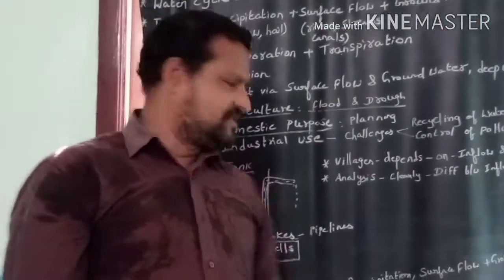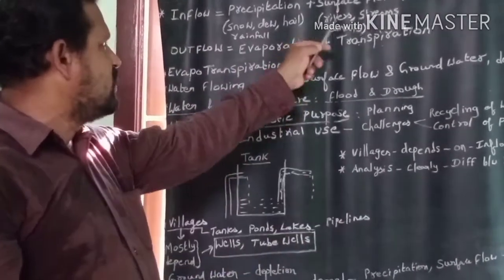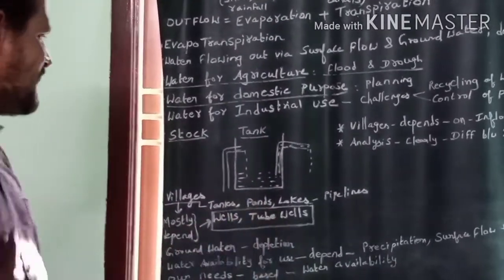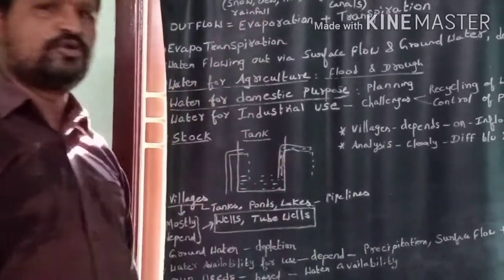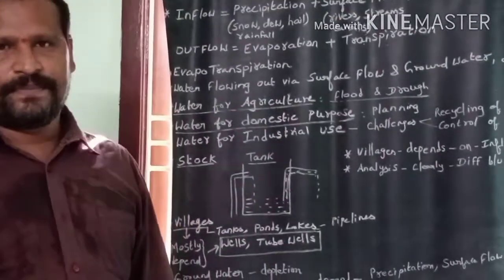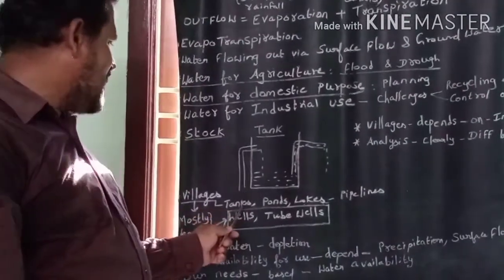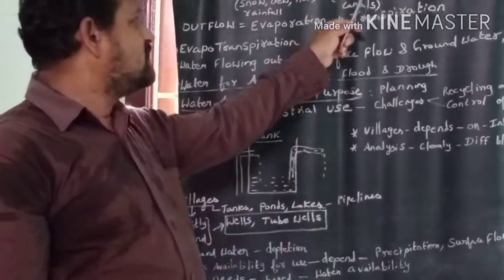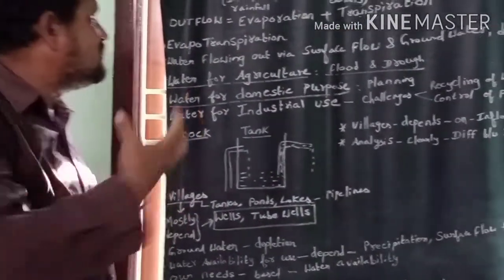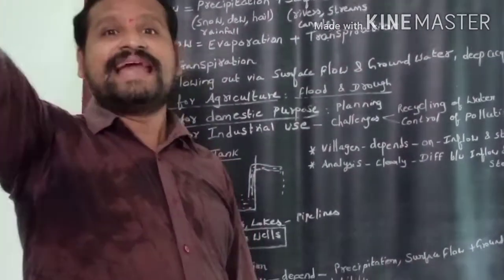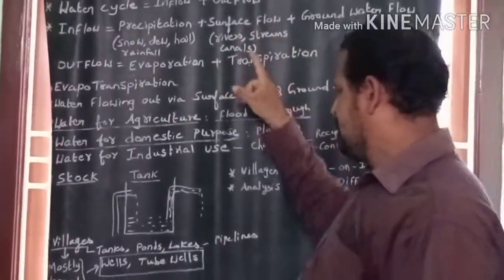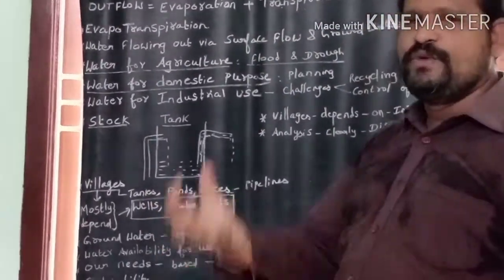Villages consist of tanks, ponds, lakes, rivers, streams. What do these villages do? Through pipelines, they extract the water from tanks, ponds, lakes, rivers, streams for the agricultural land. As a result, the water in the surface flow like rivers, streams, canals, tanks, ponds, lakes will decrease.